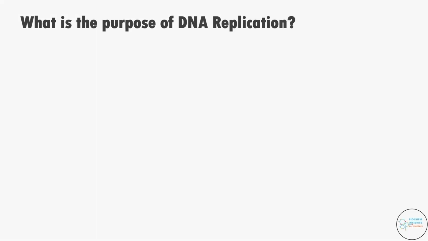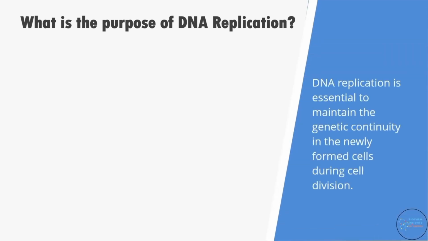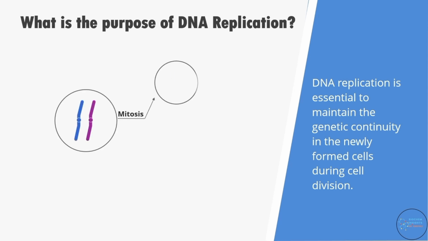Now the question arises here is that why is it essential for DNA to be replicated? What is the purpose of DNA replication? So DNA replication is essential to maintain the genetic continuity in the newly formed cells during cell division. Let us understand what this means. Whenever a cell divides or undergoes mitosis, the two identical daughter cells that are formed must contain the same genetic information or DNA as the parent cell. Therefore, in order for the cell to divide, the DNA within the parent cell should also replicate.